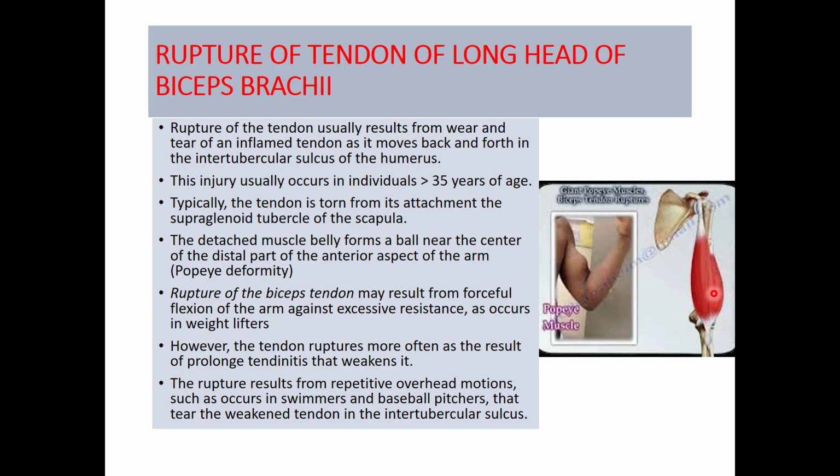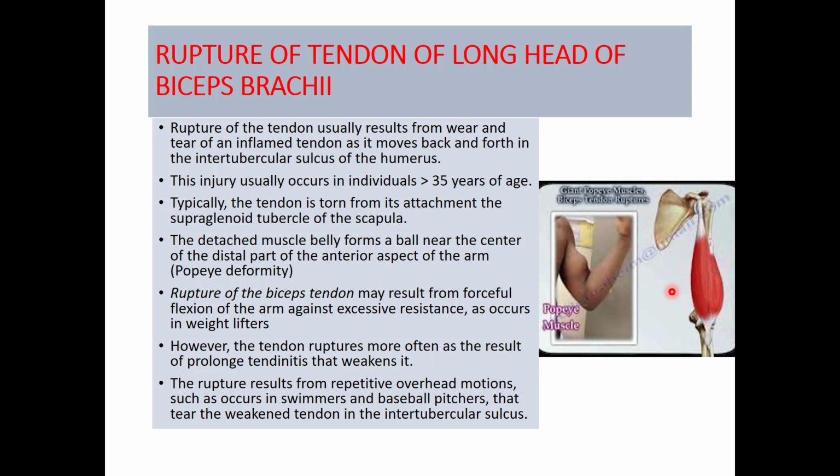The detached muscle will form a ball. See here, it will form a ball near the center of the distal part of the anterior aspect of the arm, and this is called Popeye's deformity. This is called Popeye's deformity. Rupture of the biceps tendon may result from forceful flexion of the arm against excessive resistance, as occurs in weightlifters. However, the tendon ruptures more often as a result of prolonged tendinitis that weakens it.